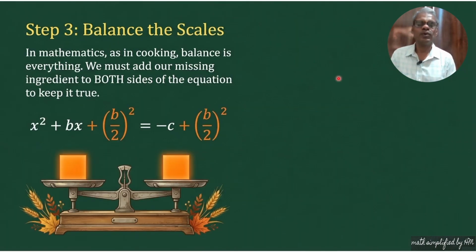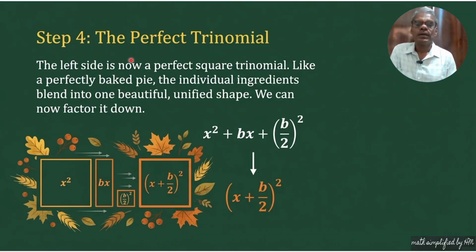Now we have to balance the scale. In mathematics, as in cooking, balance is everything. We must add our missing ingredient to both sides of the equation to keep it true. x square plus bx plus (b upon 2) bracket square is equal to minus c plus (b upon 2) bracket square.